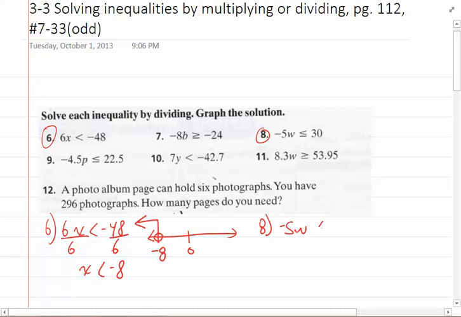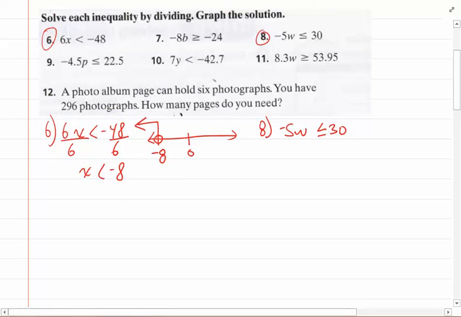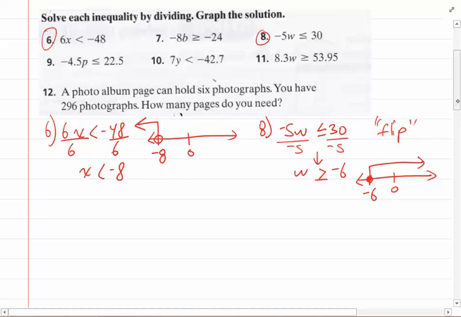Negative 5w is less than or equal to 30. Now if you solve this, you divide both sides by negative 5, but remember, if we divide or multiply by a negative, you have to flip the inequality. So this gets flipped. This is w, and 30 divided by negative 5 is negative 6. So this problem becomes w is greater than or equal to negative 6, which is going to be a solid circle going to the right.